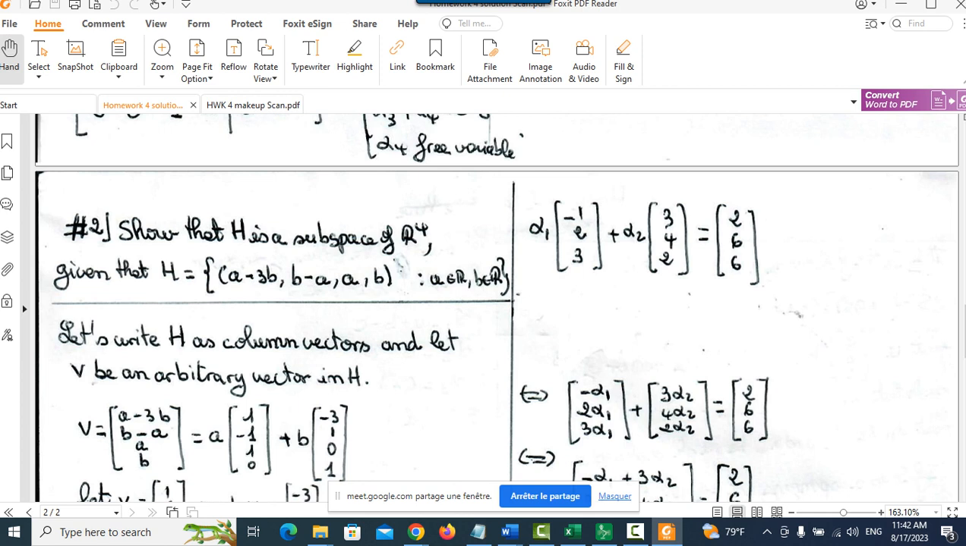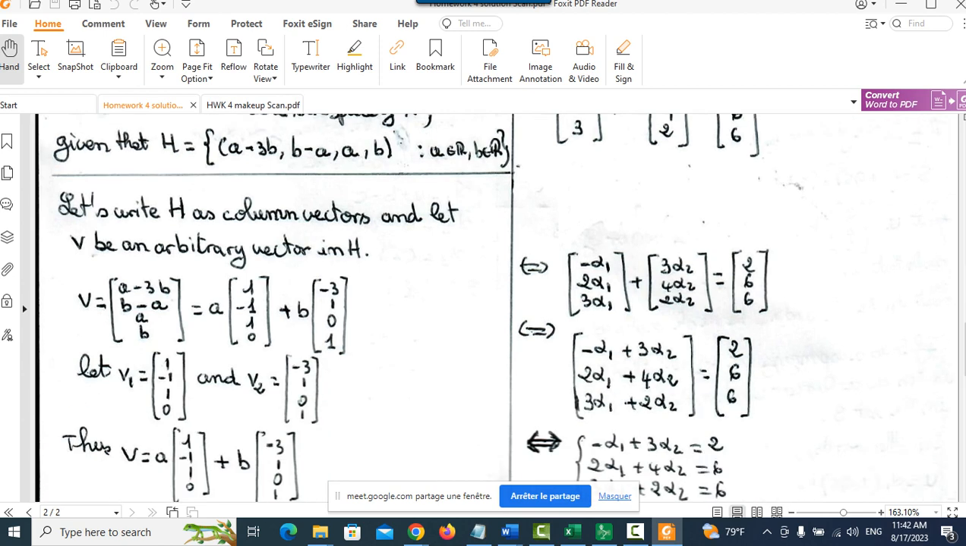So what can I do? I know that H is the set of all vectors with four components of this form: a minus 3b, b minus a, and b. So let me take an arbitrary vector that belongs to H. Let's call it V. Now V can be written as a linear combination. I can put the a's on one side and the b's on the other, and break it down this way: a multiplied by this plus b multiplied by this.